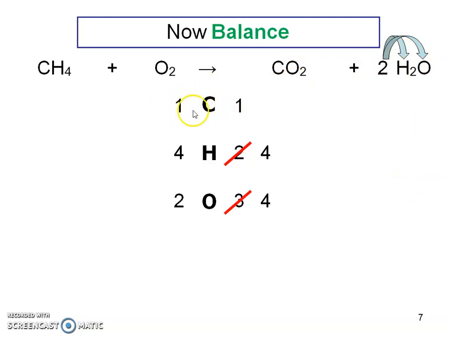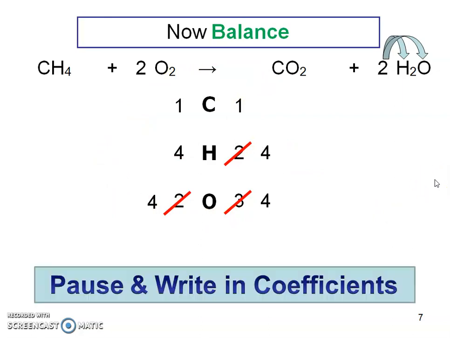All right, carbons are still good. We didn't mess around with that. Hydrogens are now good, and now these oxygens. And notice how nice this is. Oxygen is last. We're going to put a 2 there. The 2 changes to a 4, and now our equation is balanced. Now we have a nice balanced chemical reaction, or a nice balanced chemical equation. So pause and make sure to write in those coefficients.